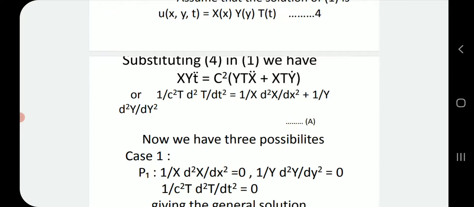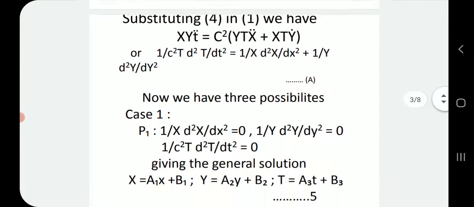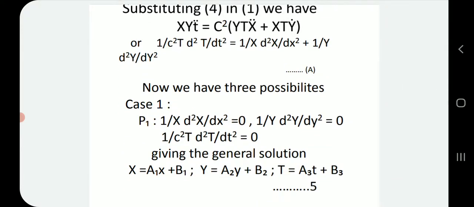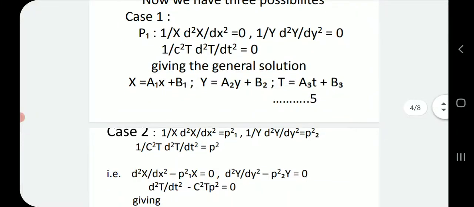Case 1: when we put (1/X) d²X/dx² = 0, (1/Y) d²Y/dy² = 0 and (1/(c²T)) d²T/dt² = 0. Now we find the roots and we get the roots 0, 0, and these are real and equal, so the general solution is X = a1x + b1, Y = a2y + b2 and T = a3t + b3.